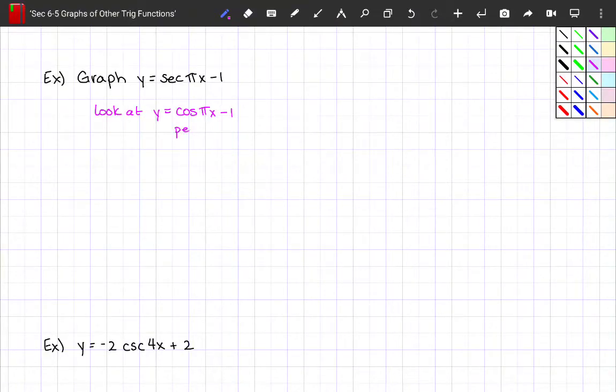We know the period is 2 pi over pi, so it's 2. We know the amplitude is 1. Remember, when I say amplitude here, I'm talking amplitude of cosine, not secant. And we have a vertical shift down 1 unit. So let's see what this looks like. Let's set up my axes here.